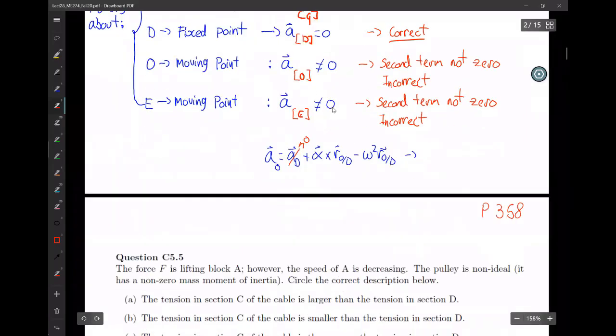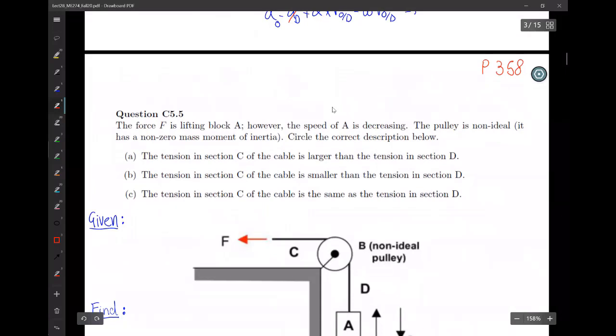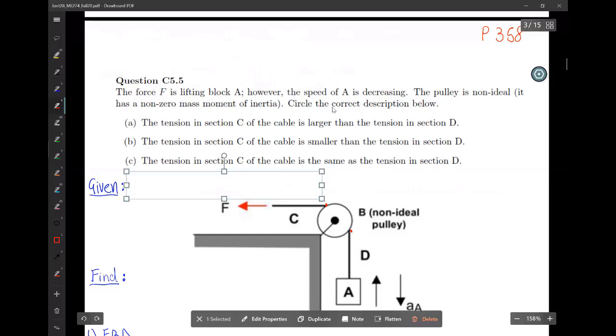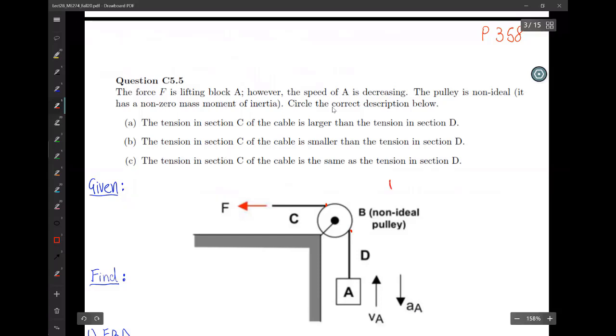Now, another common problem is when we're dealing with pulleys. Before, in chapters 1 to 4, we were treating them as ideal. They were not changing the tension. We would say the tension here and the tension here were equal. But that was only because we were saying that the pulley was ideal. So let me show you what an ideal pulley is by solving this problem.